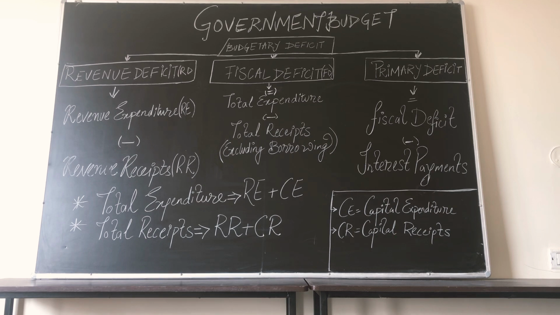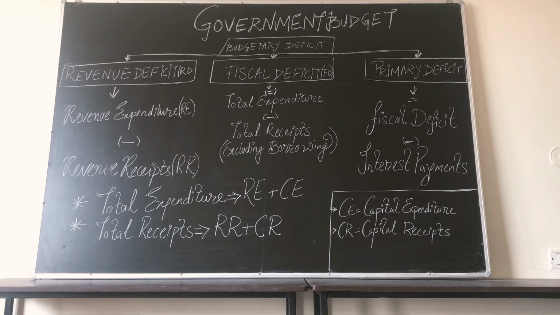Budget deficit can be of three types. Number one, revenue deficit. Number two, fiscal deficit. Number three, primary deficit. Number one, revenue deficit. First, its meaning. This deficit occurs in the revenue budget of the government. Revenue deficit is concerned with the revenue expenditure and revenue receipts of the government. Its formula is: revenue deficit equals revenue expenditure minus revenue receipts.